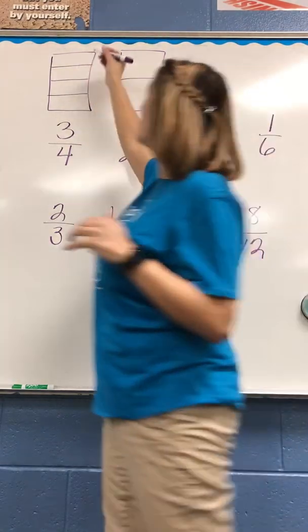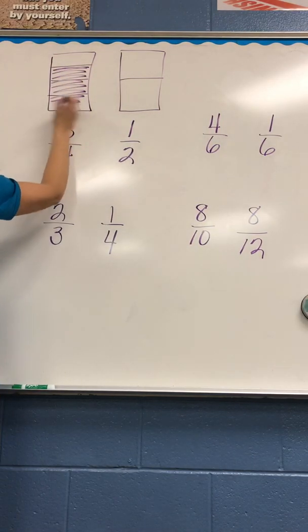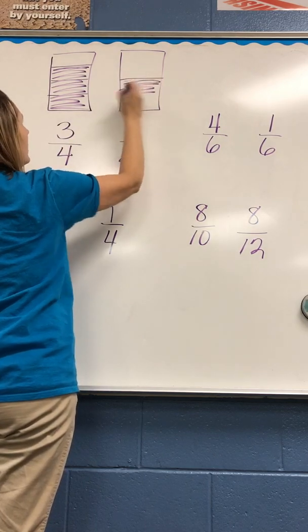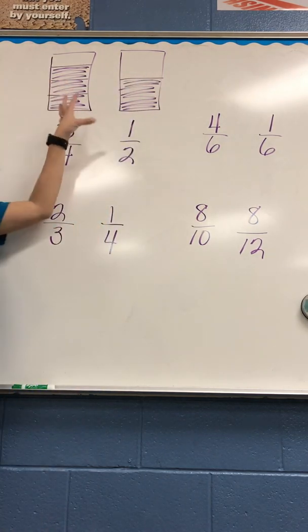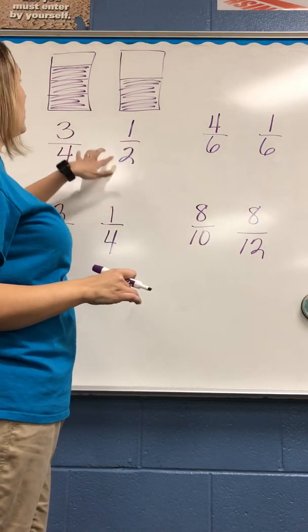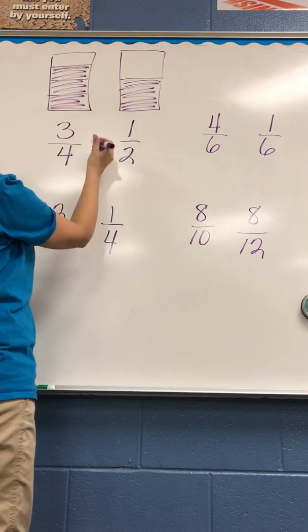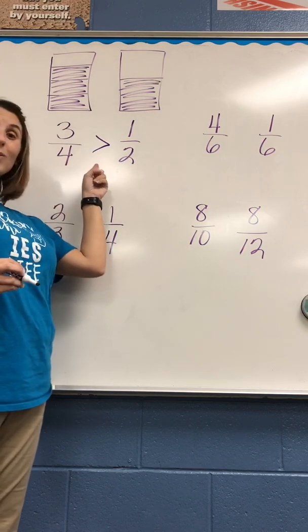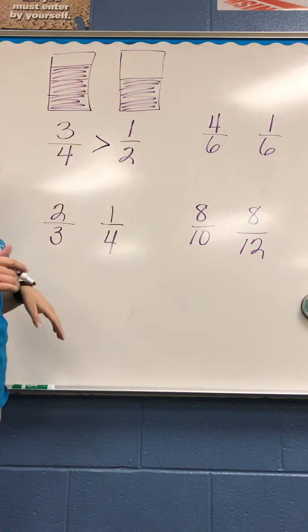So 3/4, if I were to color 3/4 in, it would look like that. If I were to color 1/2 in, it would look like that. Models make it really easy to compare fractions when they don't have like denominators. When I'm looking at this, which one did I color in more? It's pretty obvious I colored this one in more. So we would put 3/4 is greater than 1/2. You can easily see right there.